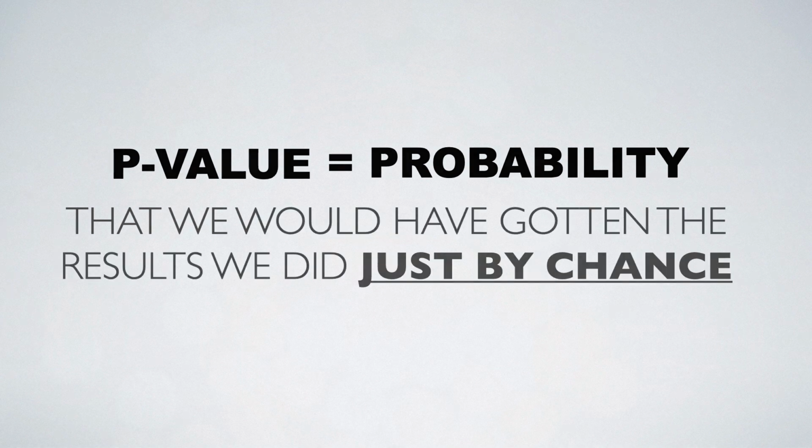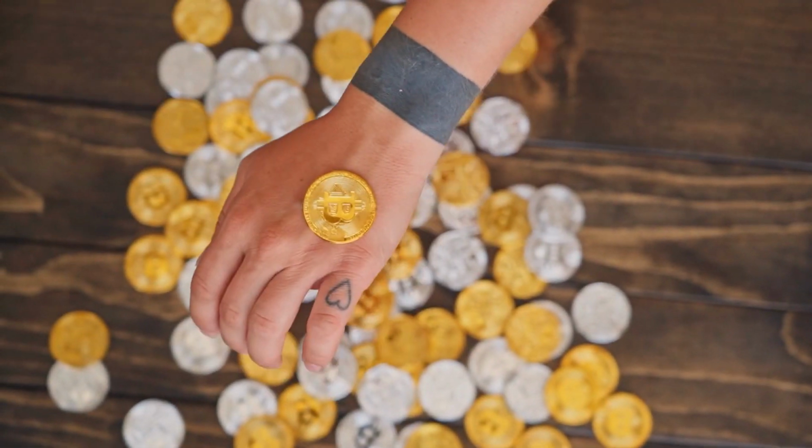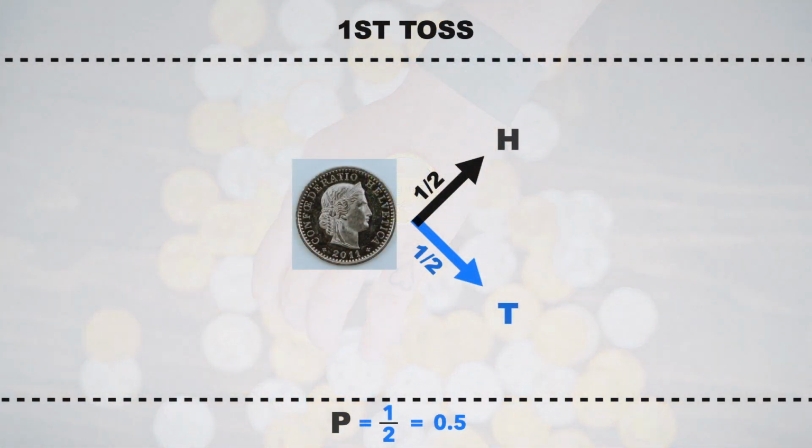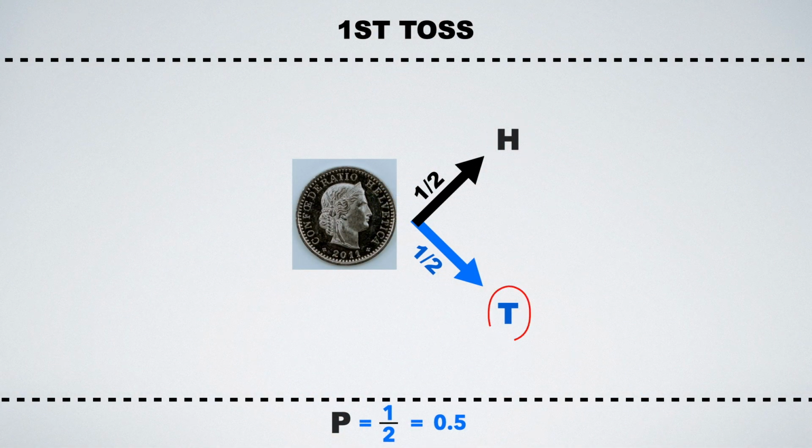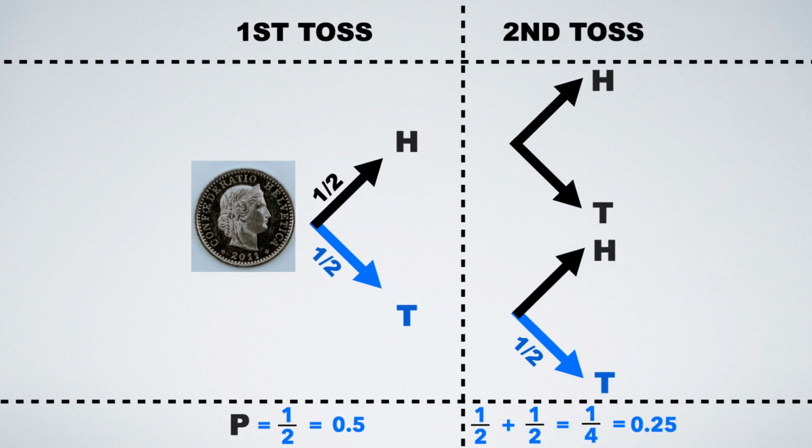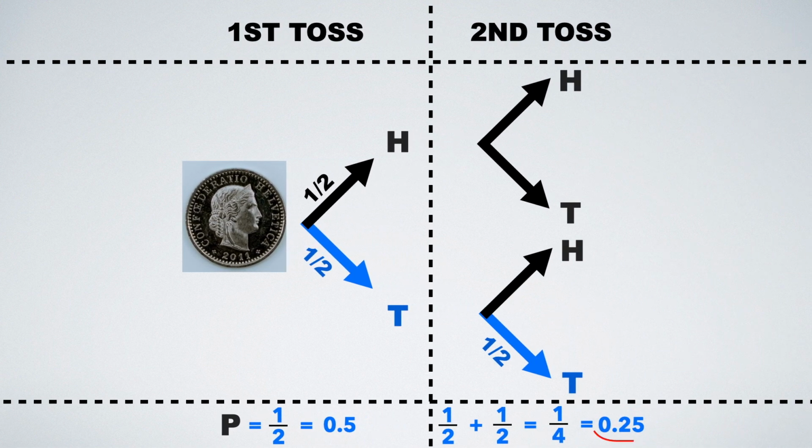Let's have an example. If you throw a fair coin, you have only two possible outcomes, heads and tails. The chances to get tails are 50%, clear and boring result. The chances to get two tails in a row are 25% because we have four possible outcomes. It's actually pretty likely to get two tails in a row, so nothing unusual here, the coin must be fair.